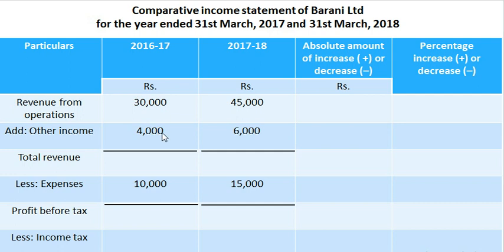That is, 30,000 plus 4,000 gives you 34,000, and 45,000 plus 6,000 is 51,000. And then if we subtract 10,000 from 34,000, it gives you rupees 24,000, and if we subtract 15,000 from 51,000, it gives you rupees 36,000.